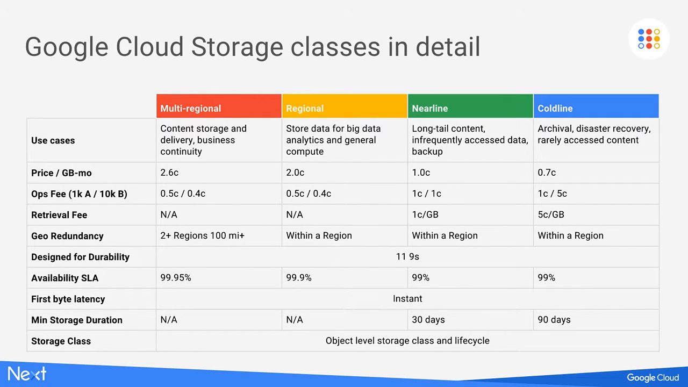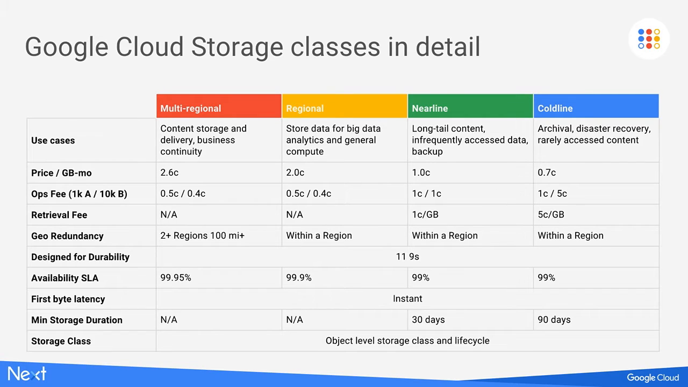The 2 left ones, multi-regional and regional, are hot storage classes. Multi-regional is geo-redundant across 2 or more regions that are 100 miles apart. And regional is designed for hot data stored within a single region. Multi-regional is typically used for content storage and delivery, and regional is typically for big data analytics within a given region.